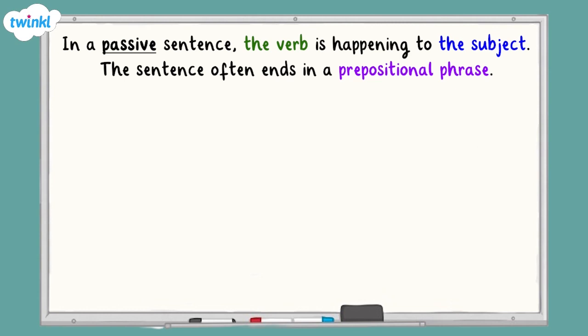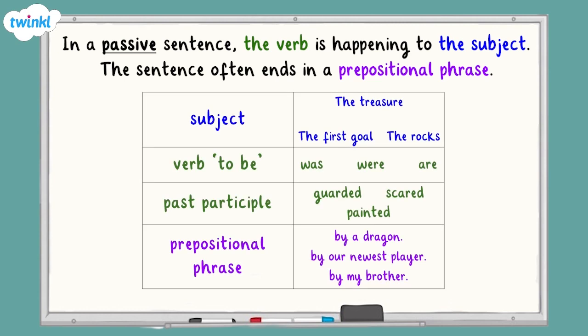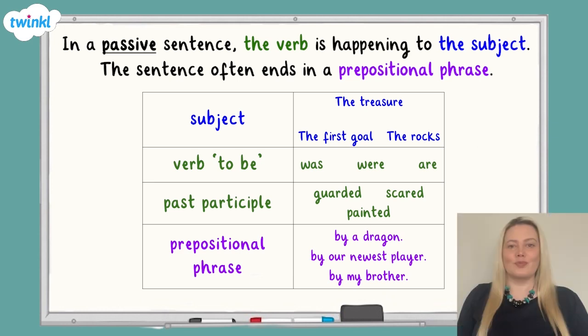This subject then has the verb happening to it. The passive voice uses a form of the verb to be and the past participle of the main verb. Often the word by or a similar preposition is added to form a prepositional phrase. This means that if we turn our active sentences into passive sentences, they would now look like this.